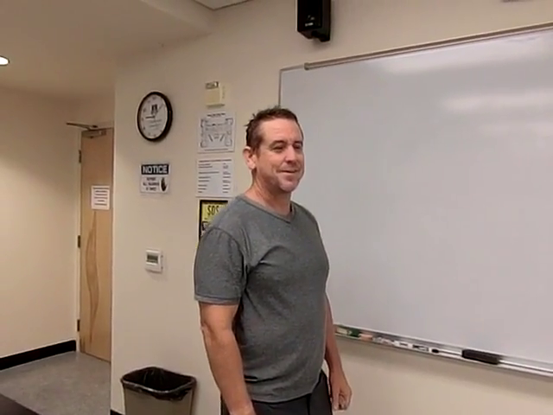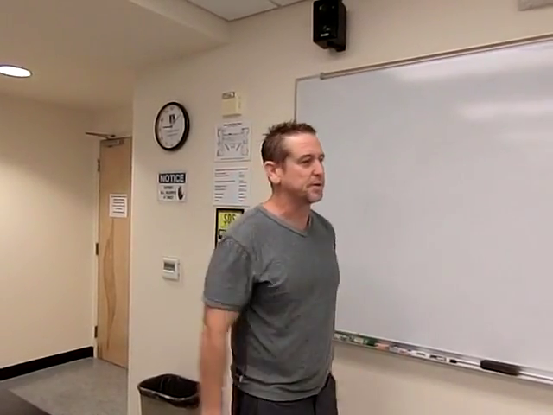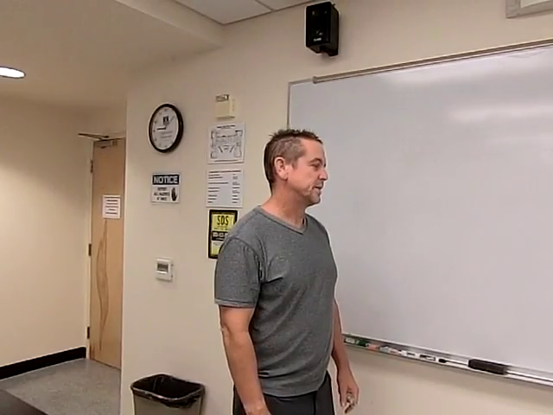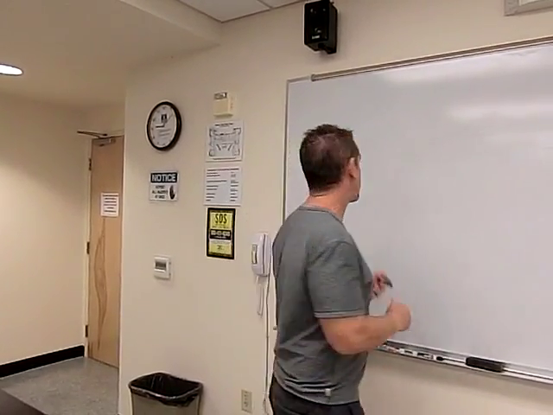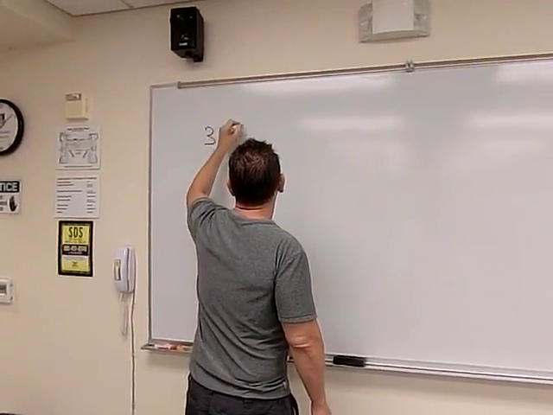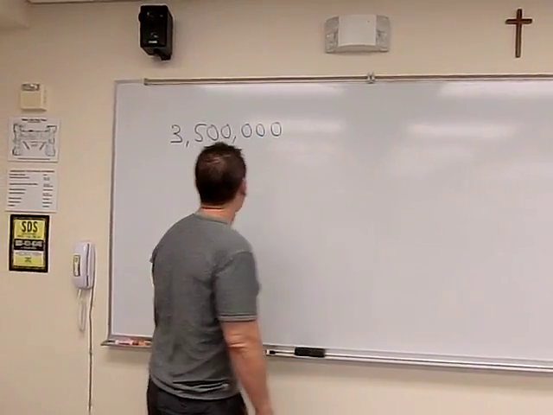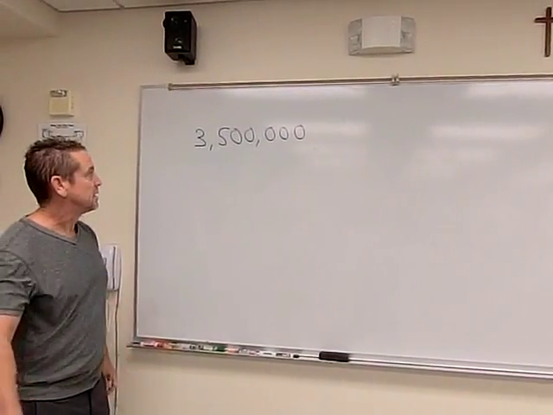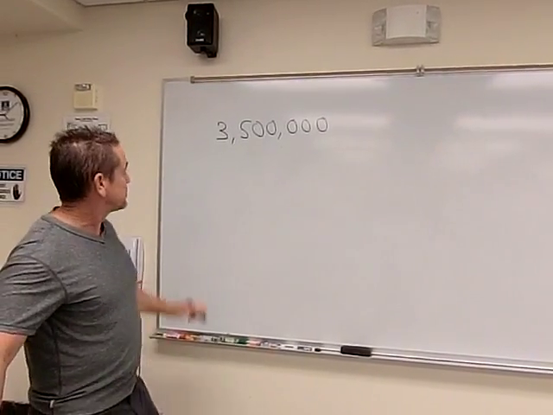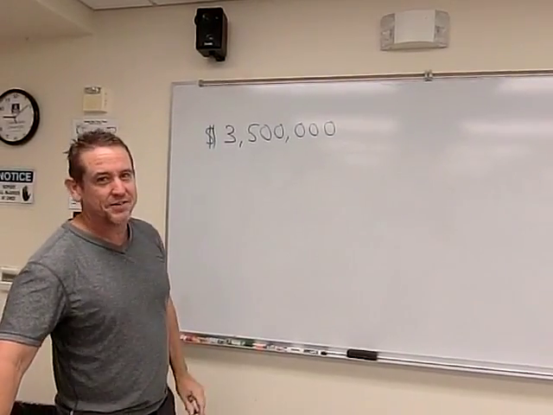Aloha. I just wanted to do an example of scientific notation. Someone asked me to maybe help explain it to you guys a little bit. So let me write a big number up here. Okay, so there's a big number. That's $3,500,000. Here, we'll make it more exciting. $3,500,000. Okay.